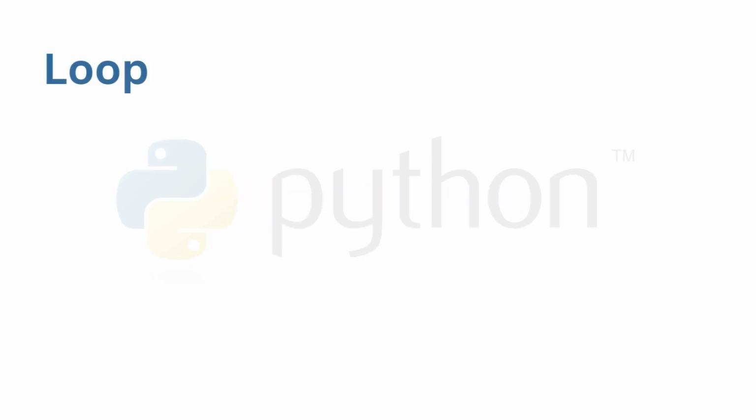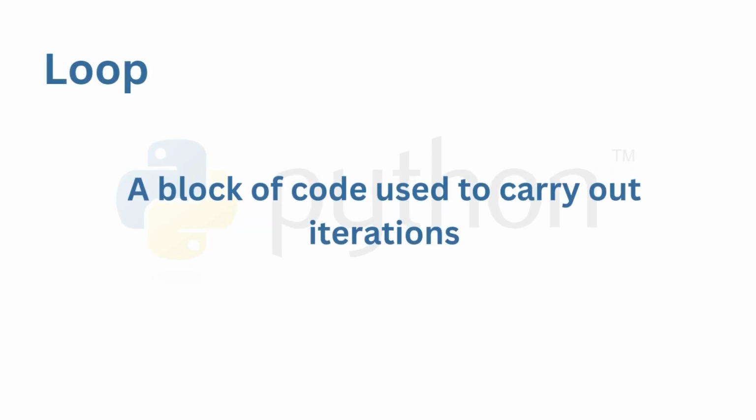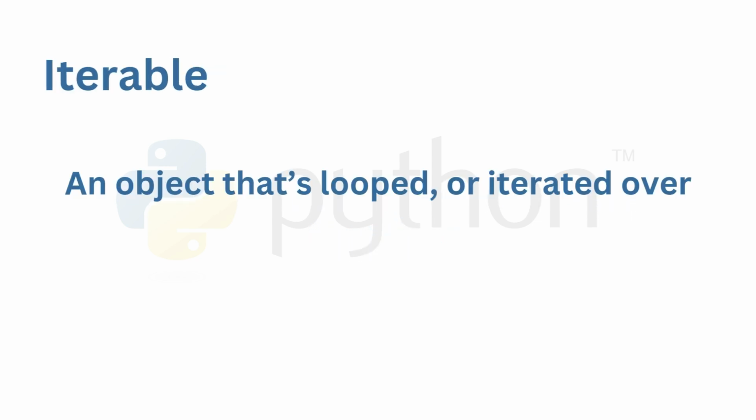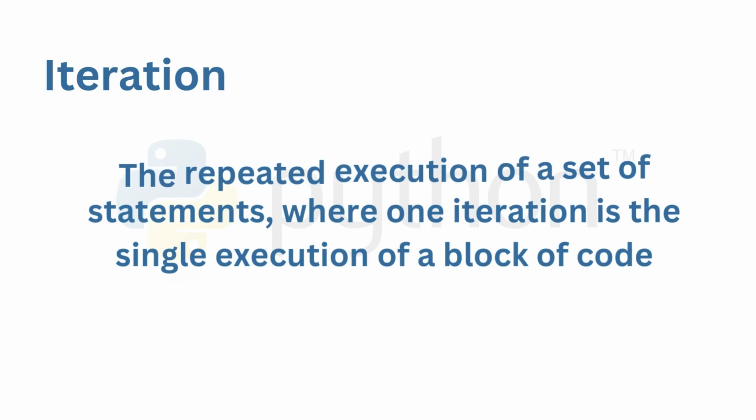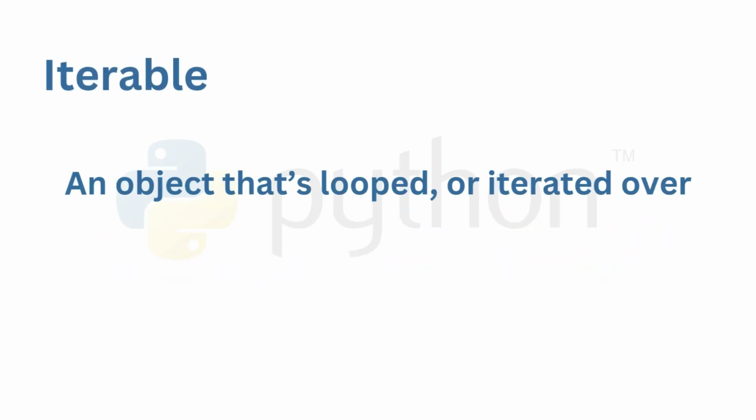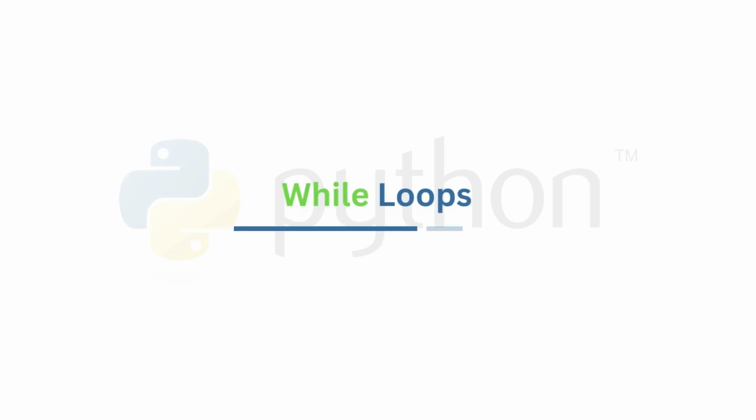As a refresher, a loop is a block of code used to carry out iterations. An iteration is the repeated execution of a set of statements, where one iteration is the single execution of a block of code. And an iterable is an object that's looped or iterated over. Typically, data professionals use for loops and while loops to work with iterables. Let's start with while loops.